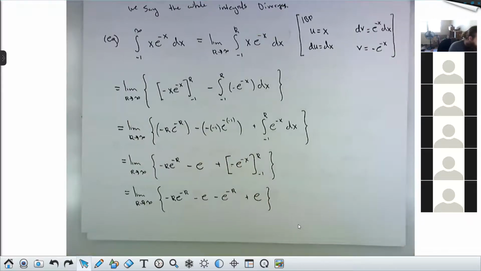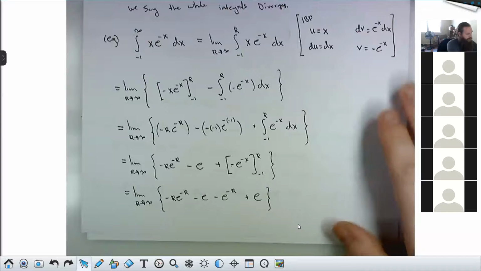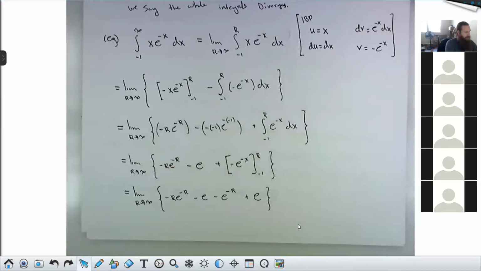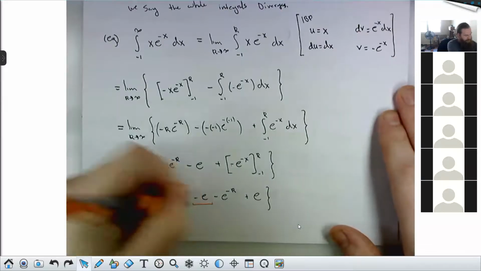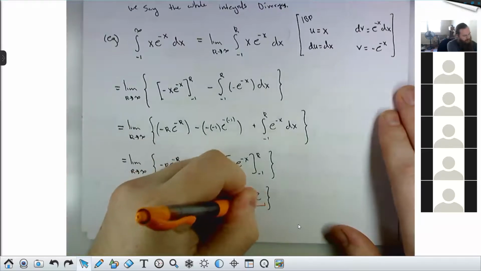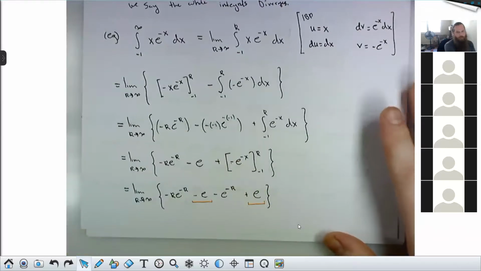Oh, this is funny. I wasn't expecting this. Let me make sure that's correct. Good. Minus -1. Yeah, yep, this is correct. Okay, cool. So these two pieces, this is unintentional, but these two pieces add up to 0. They cancel.